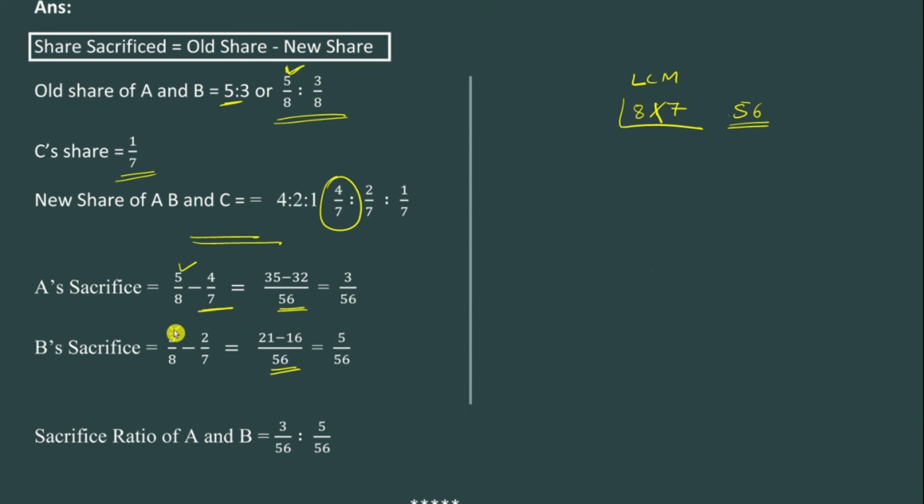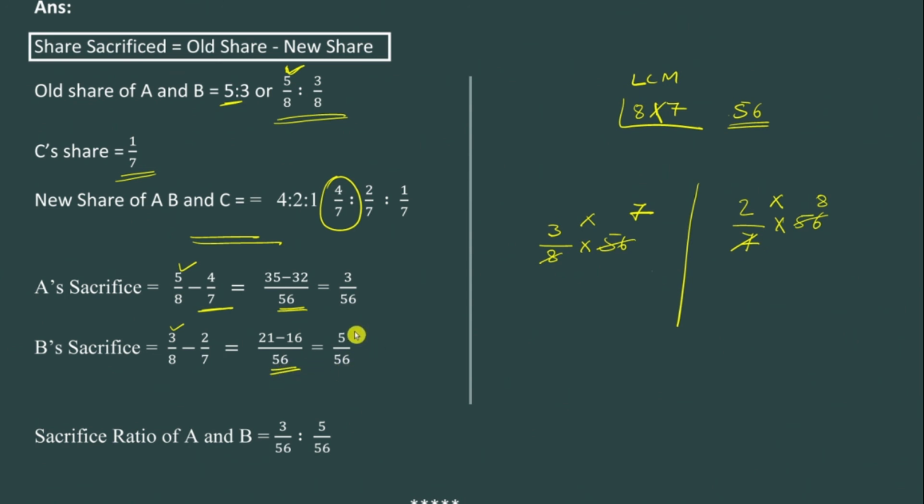To calculate the numerator, we select the first fraction, 3/8, into 56. So 8 ones are 8, 8 sevens are 56. So 7 into 3 is 21, right? 21. Next put a minus sign. Next, do the second fraction, 2/7, into 56. So 7 ones are 7, 7 eighths are 56. 8 into 2 is 16. So 21 minus 16, you'll get 5, and 56 in the denominator.